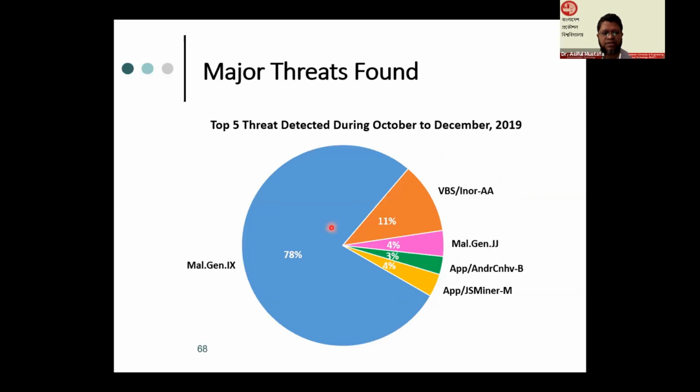So we see 78% has Malgen IX again, and VVSC node. So these are the two most common. Then we have other types of attacks in other scenarios.